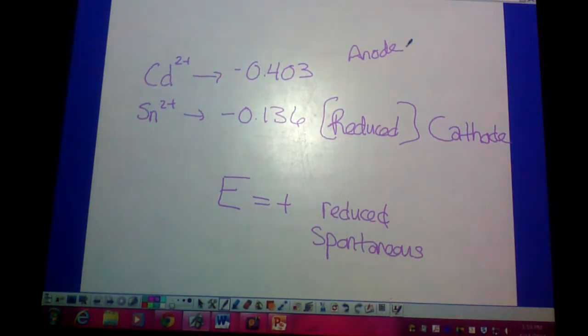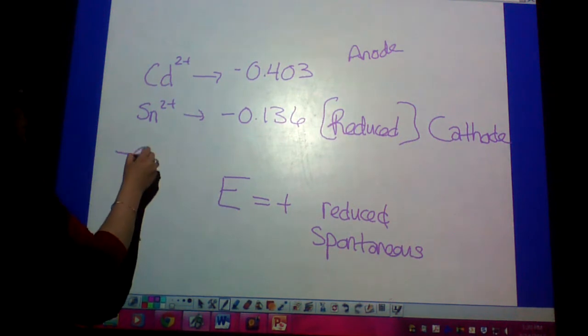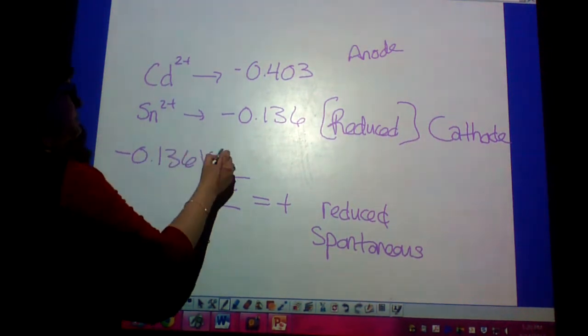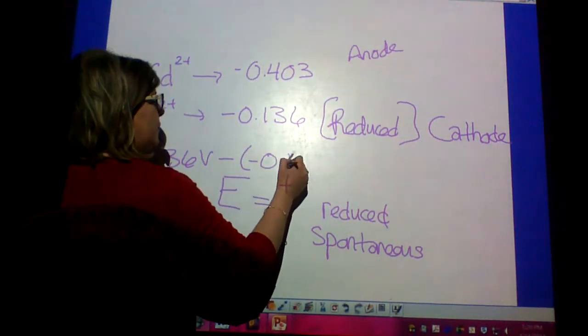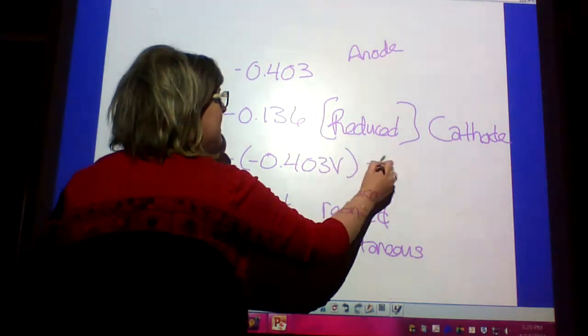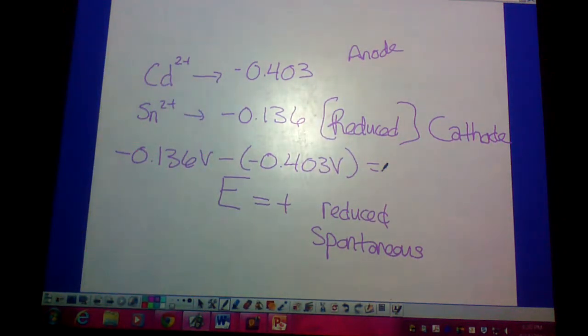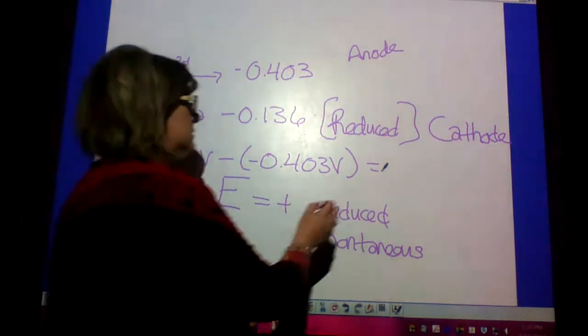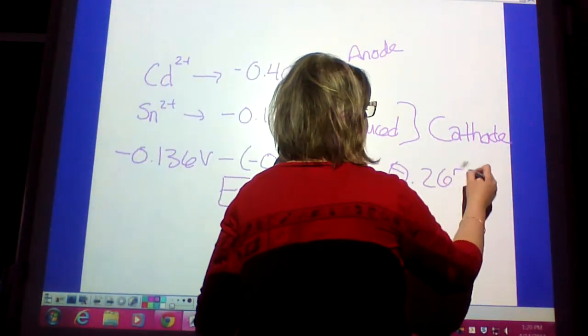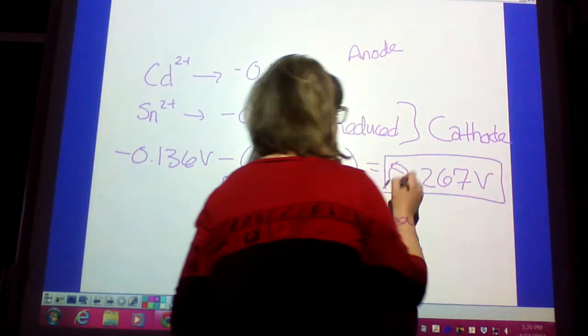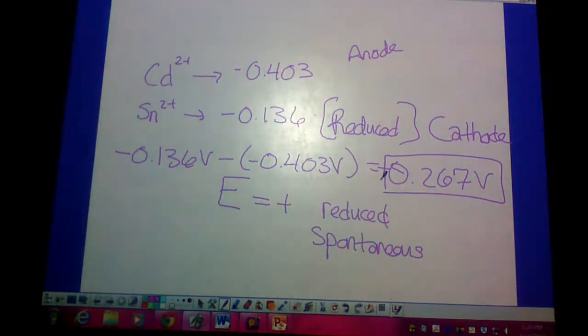Okay, the last part of the question was to calculate the standard cell potential. So all I want to do is take cathode minus anode. So we'll do a negative 0.136 volts minus a negative 0.403 volts. And that will give us the overall cell potential, which should be 0.267 volts. And that is positive. Yay! Okay.